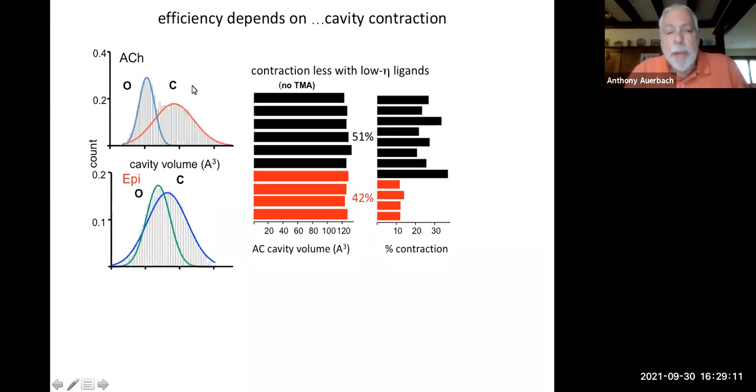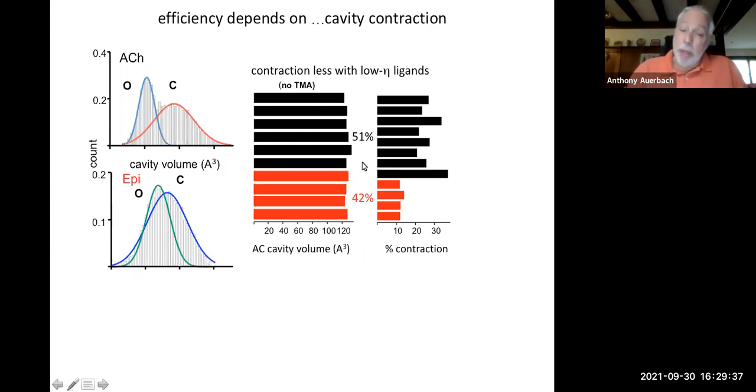I don't know if this has been observed since, but at the time we did this, I think we were the first to observe this. So it's about a 25% reduction in volume when the binding site goes from closed to open with acetylcholine, and when epibatidine is in the binding site, the starting point is about the same, but the reduction in the volume is less with epibatidine.